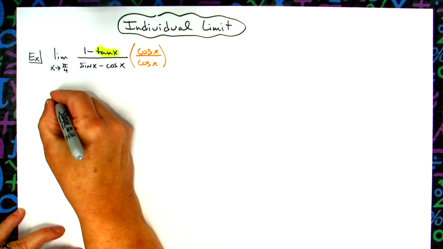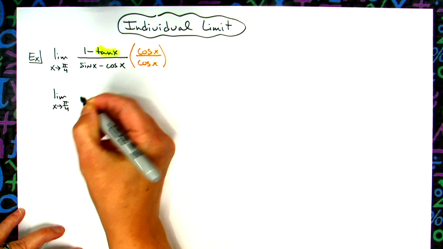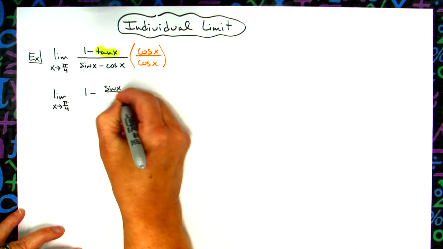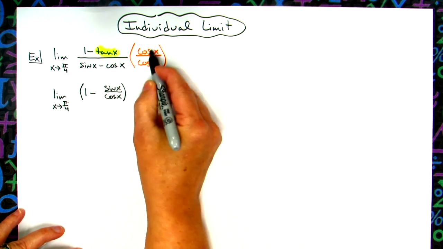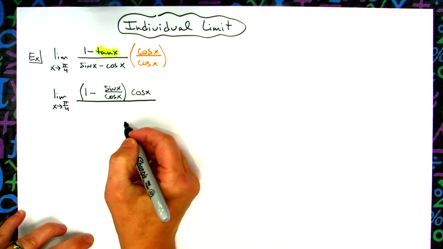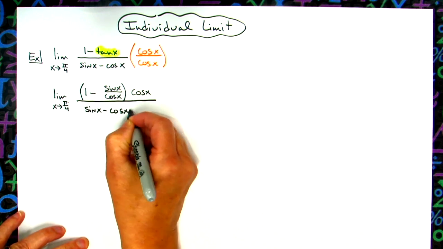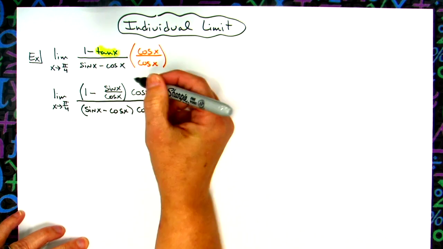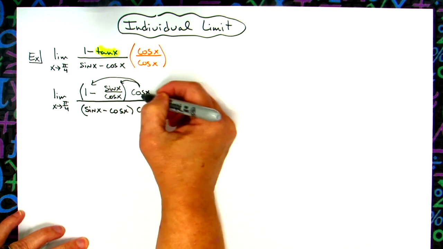So my next step then is going to be the limit as x approaches pi over 4. I'm going to write this numerator as 1 minus the sine x over cosine x. I'm going to go ahead and put the set of parentheses around that, keeping this cosine here in the top. And then in the bottom, just simply writing sine x minus cosine x, putting the set of parentheses around that, and leaving that cosine x there.